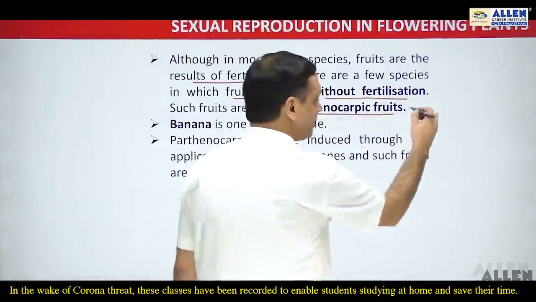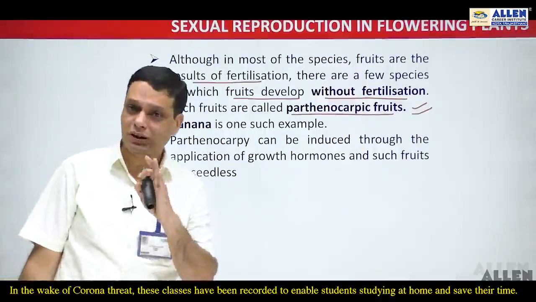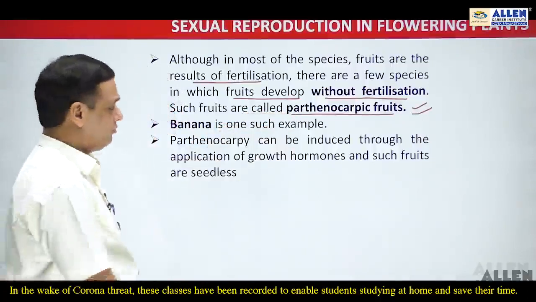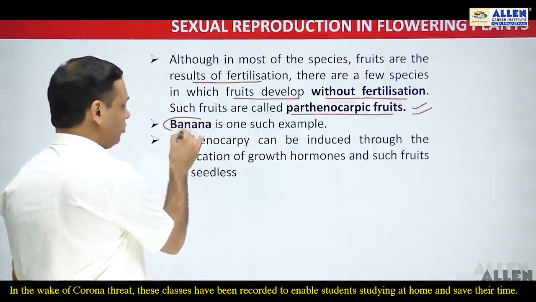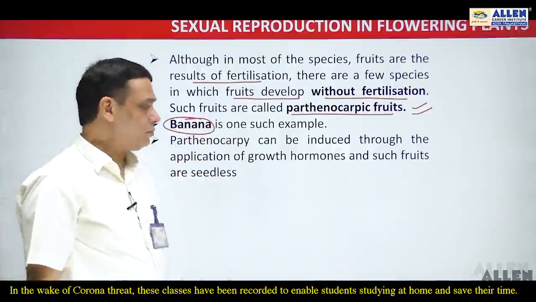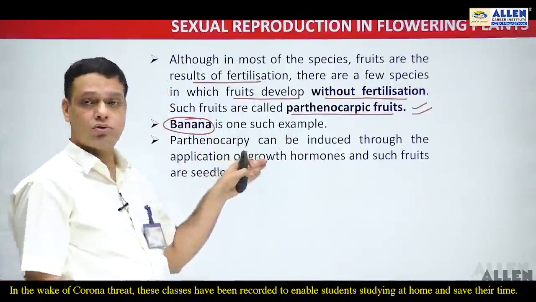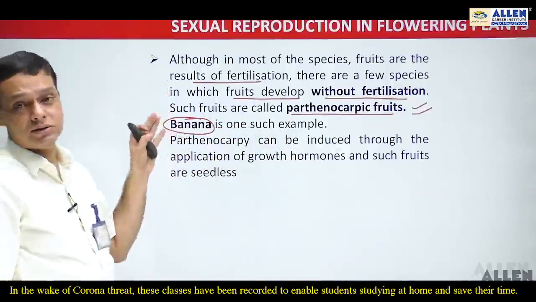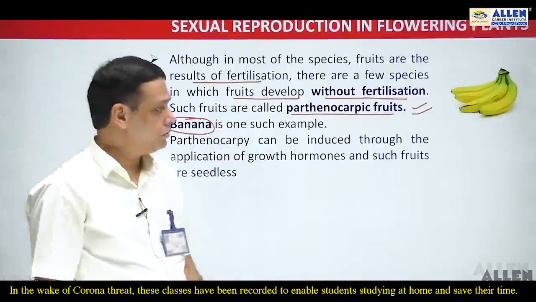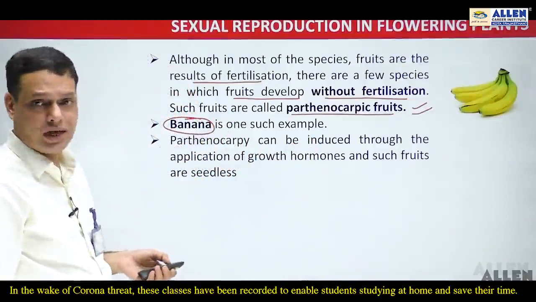So what are parthenocarpic fruits? Those fruits which are developed without fertilization are known as parthenocarpic fruits. One important example of a parthenocarpic fruit is banana. This parthenocarpy can be induced through the application of growth hormones, and such fruits are seedless fruits. This is the pictorial of a parthenocarpic fruit, that is banana.